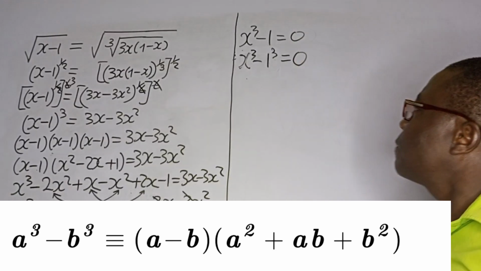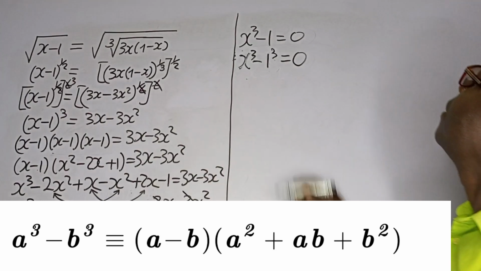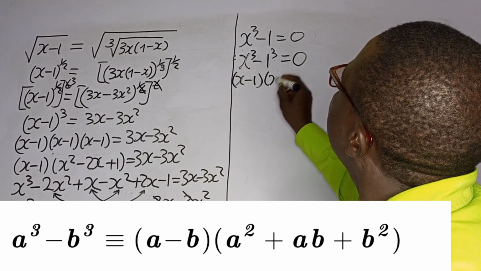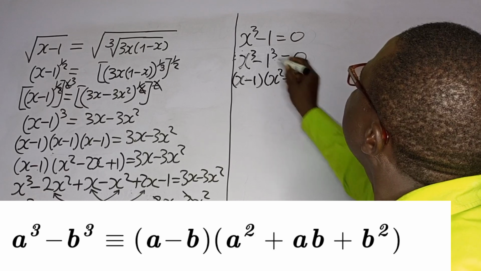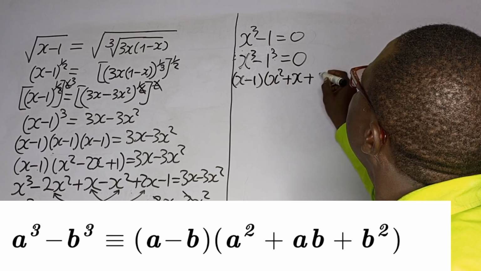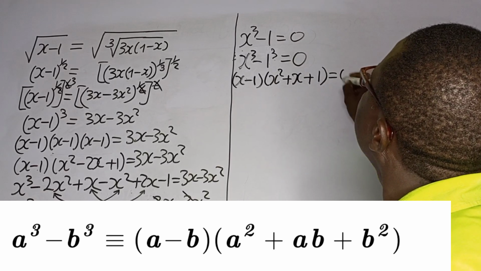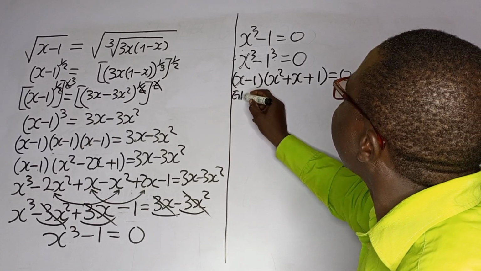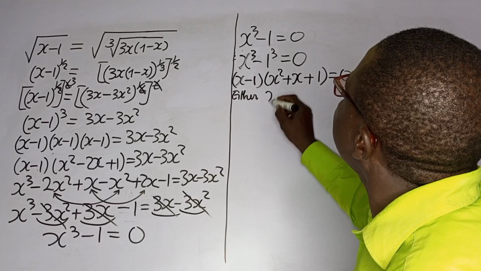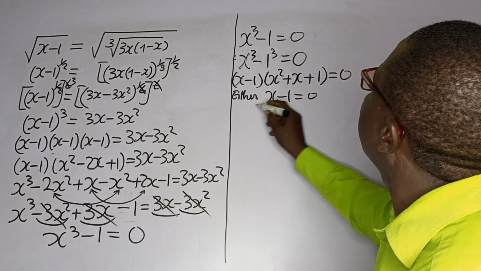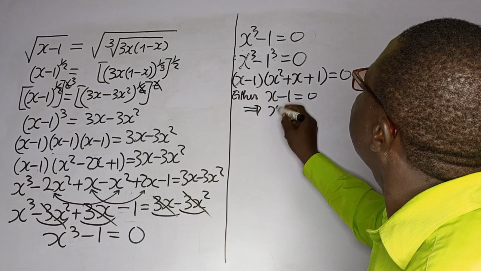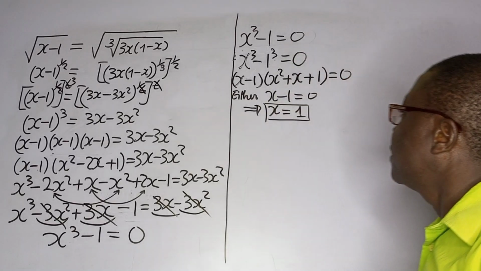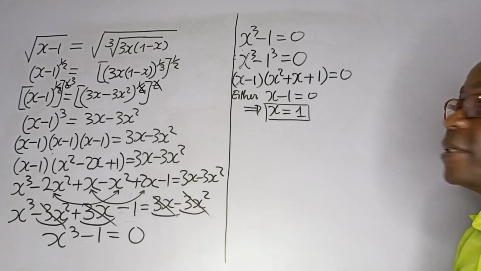So applying the difference of cubes identity, we obtain (x minus 1) times (x squared plus x times 1 plus 1 squared). So we have 2 expressions multiplied to give us 0. So either the first expression is 0, and if that is the case, it means x is 1. All right, this is the solution that we had. x equals 1 is our first solution.